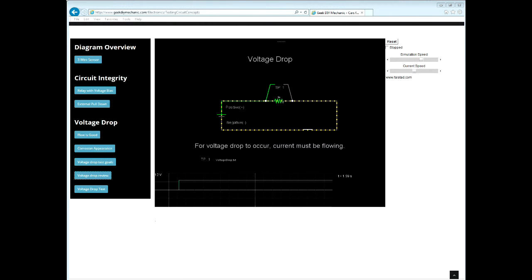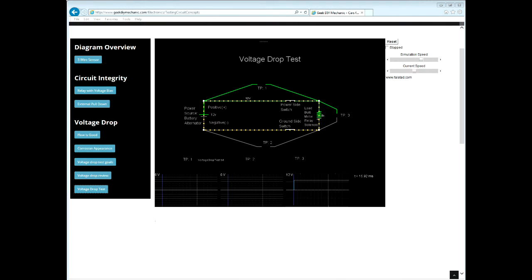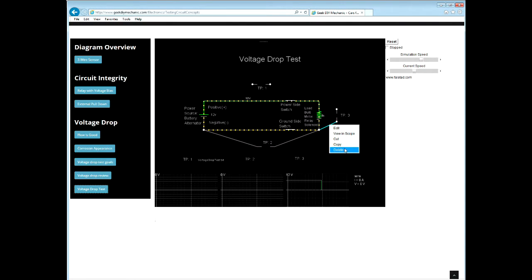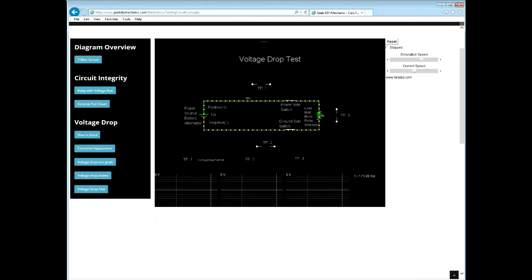Now I feel we're ready to use the Java circuit simulator to see the voltage drop test in action. Let's click on the voltage drop test button. Let me start by explaining the circuit. Let me remove all the probe wires to show the circuit we are testing. Now that the probes are removed, let me move these two just so it's more clear.